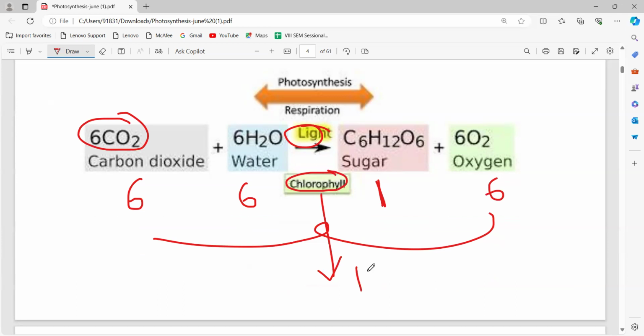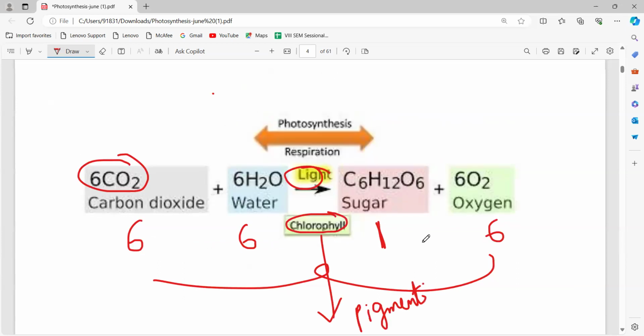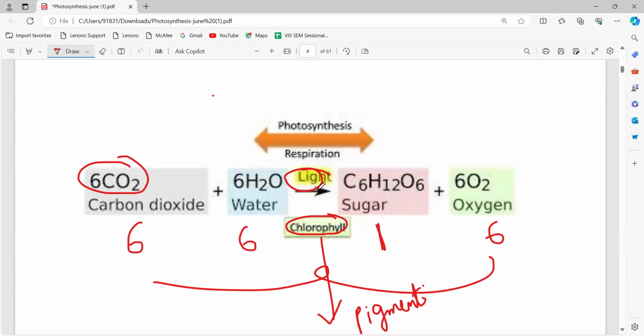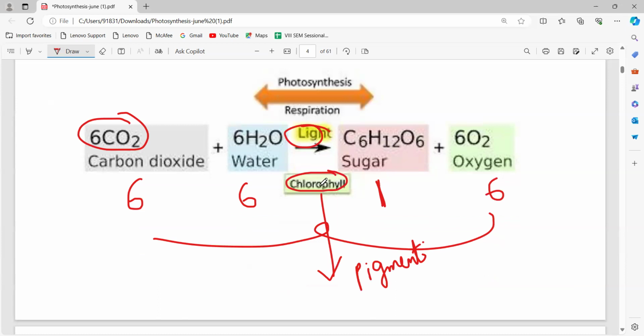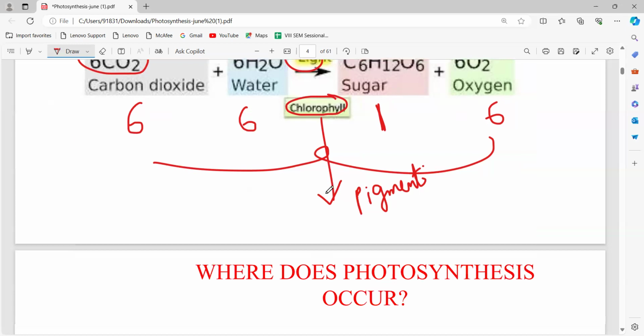Because friends, who is going to absorb the light energy? Who is going to convert the light energy into chemical energy? Undoubtedly, the chlorophyll molecule only. That's the reason we can say that chlorophyll is extremely important for the process of photosynthesis. No point of getting confused over there.